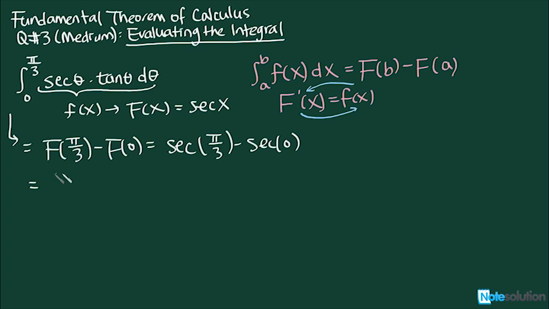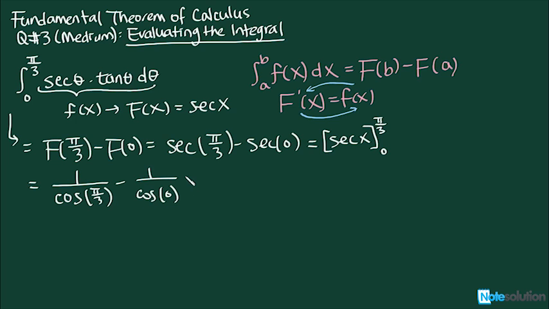Another notation would be secant x evaluated with the integration notation, pi over 3 as the upper bound at the top and 0 at the bottom. So that's equal to that. Secant, just for a review for those who cannot remember from before, is equal to the inverse of cosine. So this will be 1 over cosine of pi over 3, minus 1 over cosine 0.